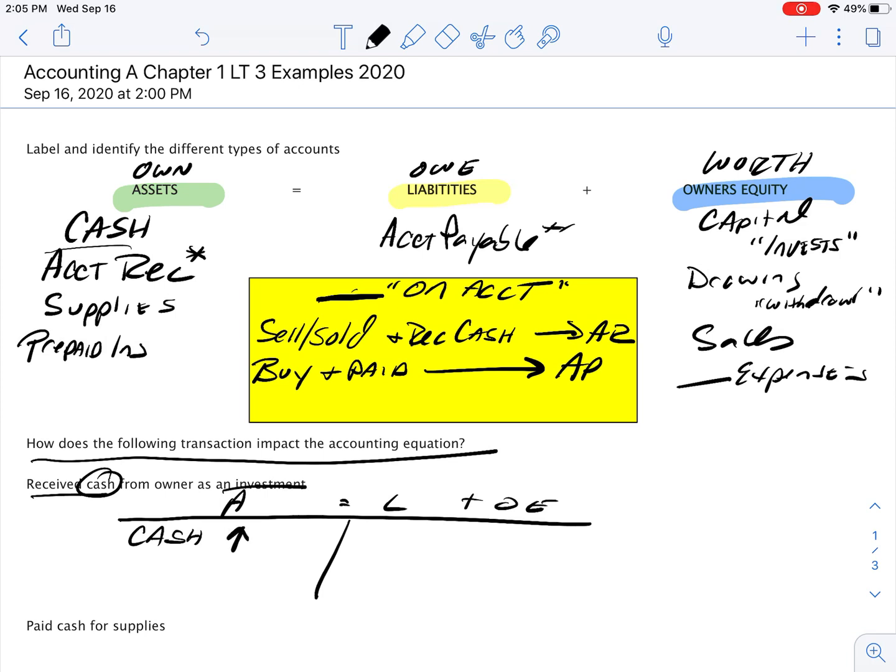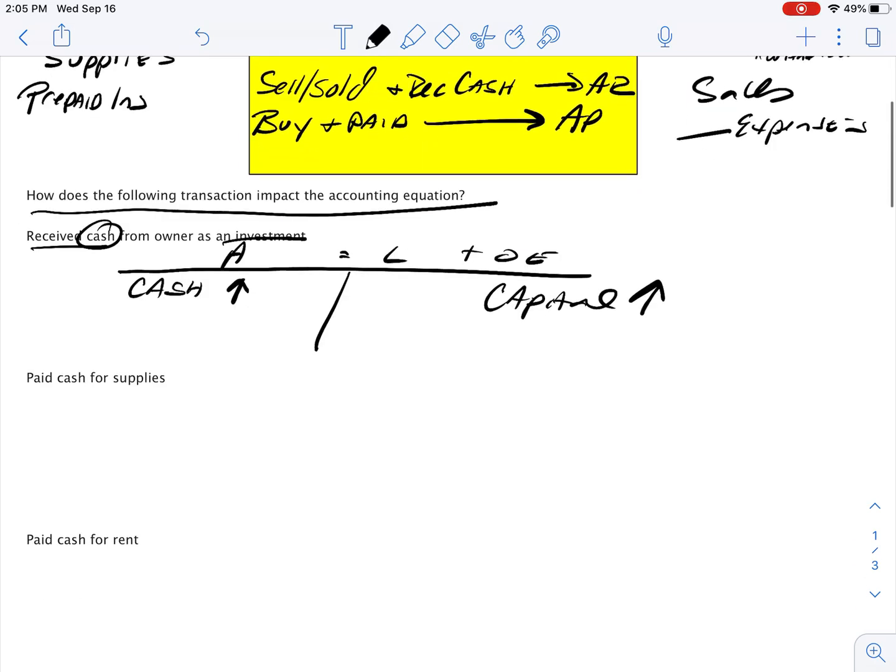Owner as an investment. Remember, we got that investment over here. That's in my owner's equity account, so I'm going to call that capital. And my investment went up. As you can see, my accounting equation balances. What I did to the left is going up, and the right side of the equation is going up. We are good. So let's continue on.